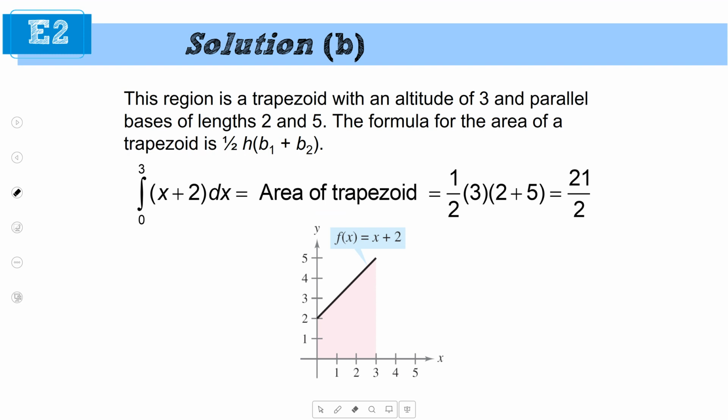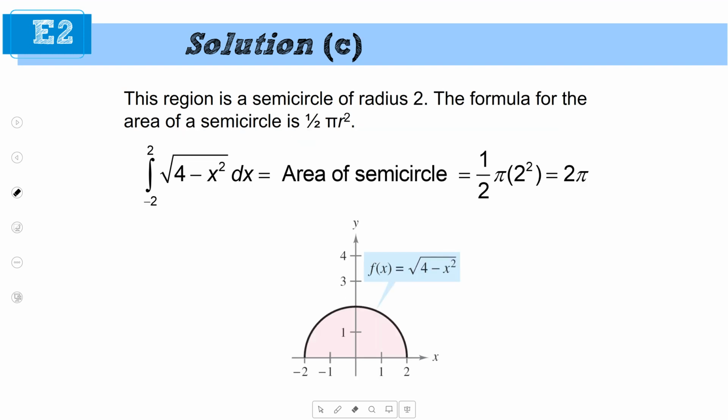It's a trapezoid. If you don't like trapezoids, it's actually a trapezoid on its side. If you don't like trapezoids, break it into a rectangle and a triangle. You'll get the same answer. What shape is the last one? Semicircle. With a radius of?